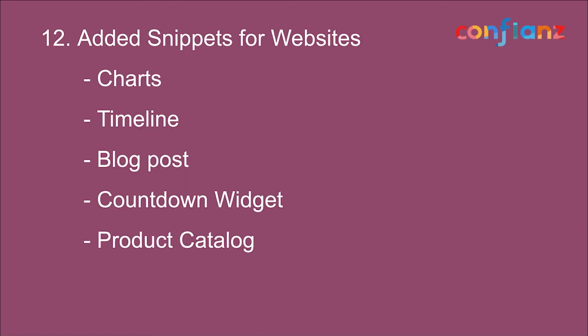Some other changes, where I did not take a screenshot, are more added snippets for websites. Now we can have charts, timeline, blog posts, countdown widget, product catalog, everything. I really appreciate these changes coming from Odoo for 14 because you can see that Odoo has advanced a lot in the last so many years, and now the improvements are more detail oriented.